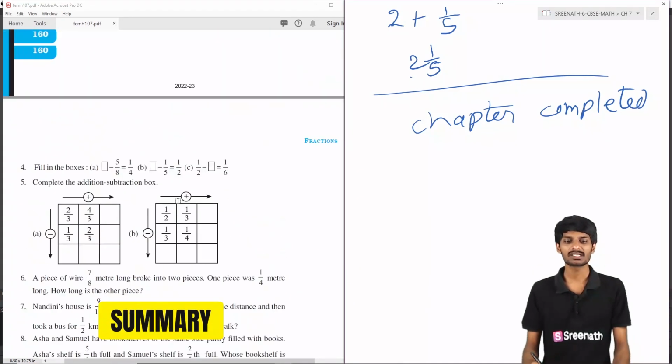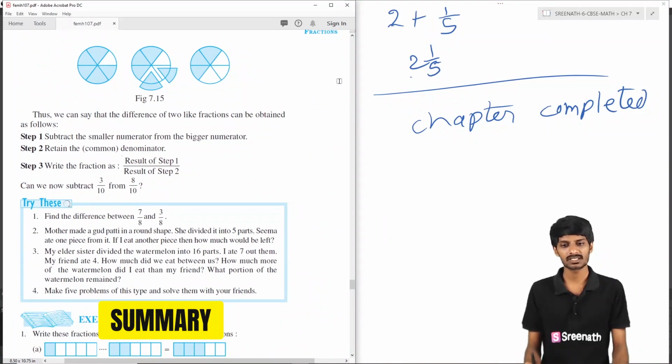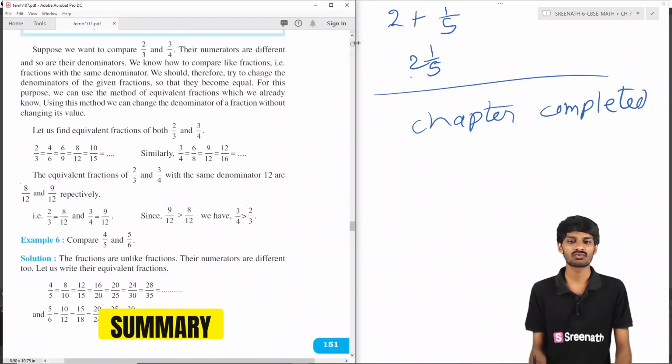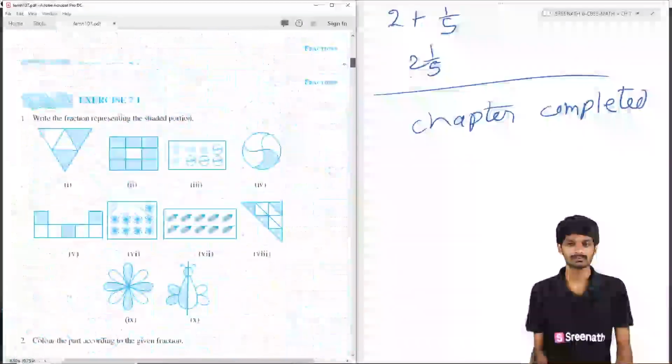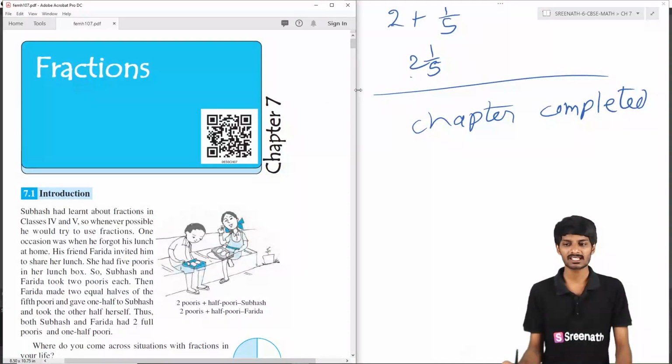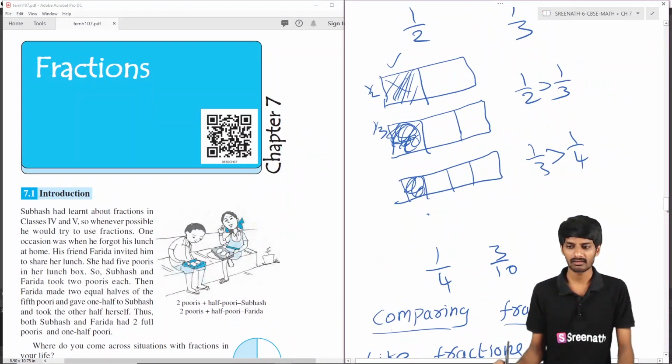Okay, so our chapter is completed. Let's go for the summary session. We will see what the concepts in it are. We'll just revise what we have learnt. So fractions is our present chapter, students. We have to make a revision of it.